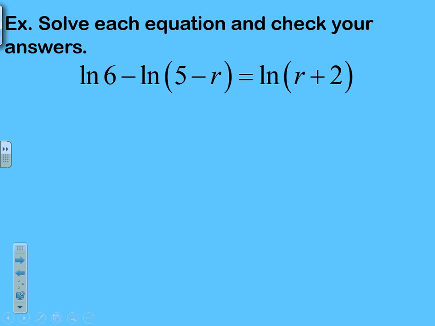So here we have a log equation where the two logs on the left side are subtracted from each other and is equal to the one log on the right side. Now all of these have a base e, and so to take the two on the left and condense them, because of the subtraction operation, that says to divide the log expressions from each other. So I'm going to say the natural log, and because the natural log of 6 was the first term that was written, that gets put in the numerator. And since we're subtracting the 5 minus r from it, that gets put in the denominator. And that is equal to the natural log of r plus 2.